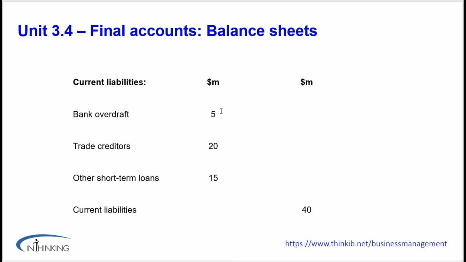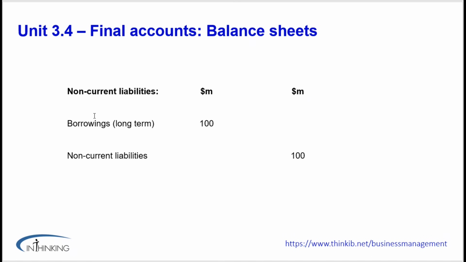So in this particular case, the business has $5 million of bank overdrafts, $20 million worth of trade creditors, and $15 million of other short-term loans. These are all due within 12 months of the balance sheet date. So the firm's total value of current liabilities in this case adds up to 40 million.